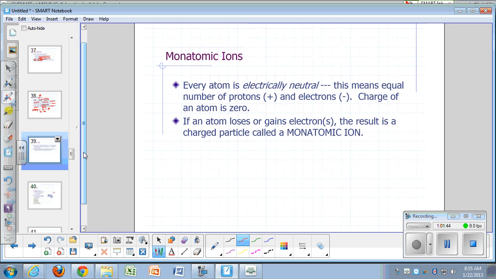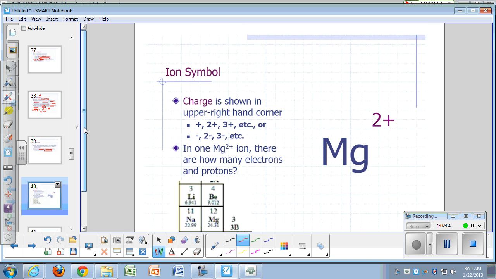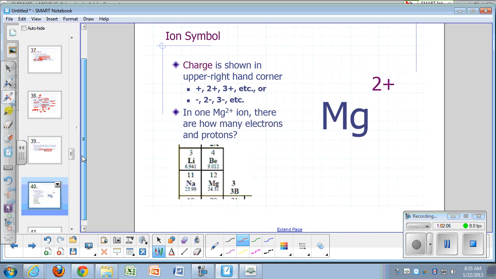Every atom is electrically neutral, as we talked about earlier. That means equal numbers of protons and electrons. So the charge of an atom is 0. Now, if an atom loses or gains electrons, what you get is called a monatomic ion. Monoatomic, which is shortened to monatomic. So that's a monatomic ion. And here's an example of a monatomic ion and how it's represented.